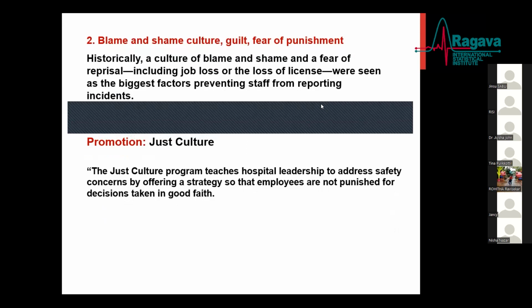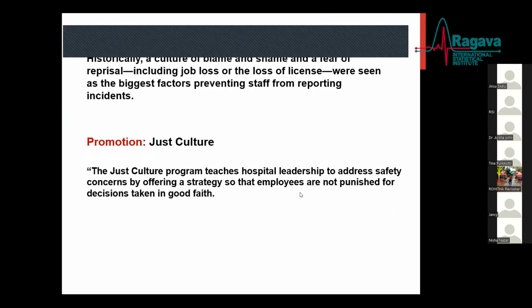So what is just culture? The just culture program teaches hospital leadership to address safety concerns by offering a strategy so that the employees are not punished for decisions taken in good faith.